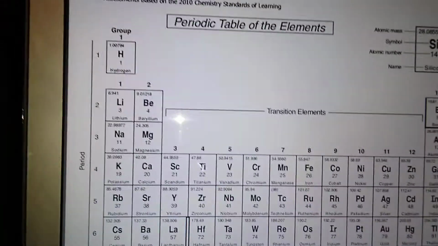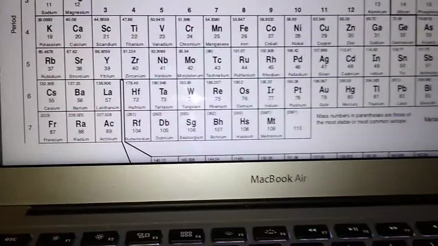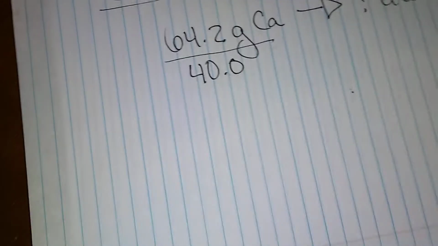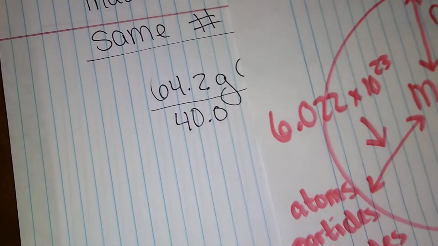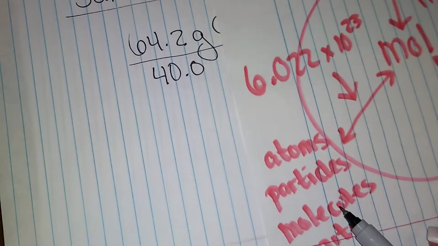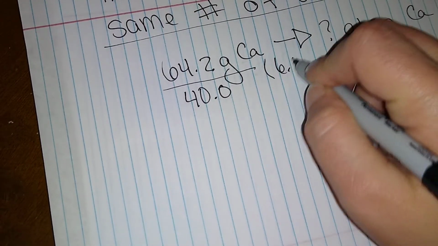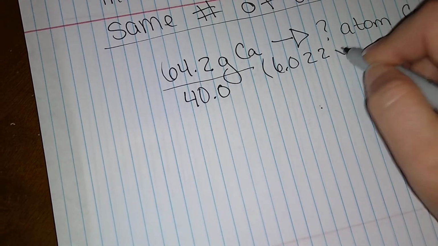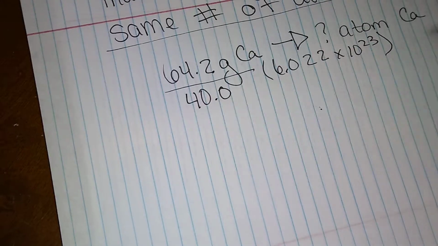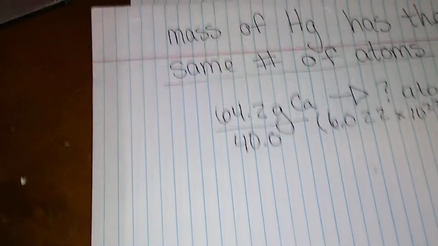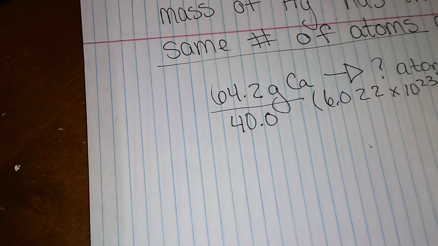Calcium, you would round it to 40. So we would divide by 40 grams. Okay, and now we have to figure out how many atoms we have. So we're going to multiply by our 6.022 times 10 to the 23rd. And that's going to tell us how many atoms of calcium. All right, your calculator will give you that number.